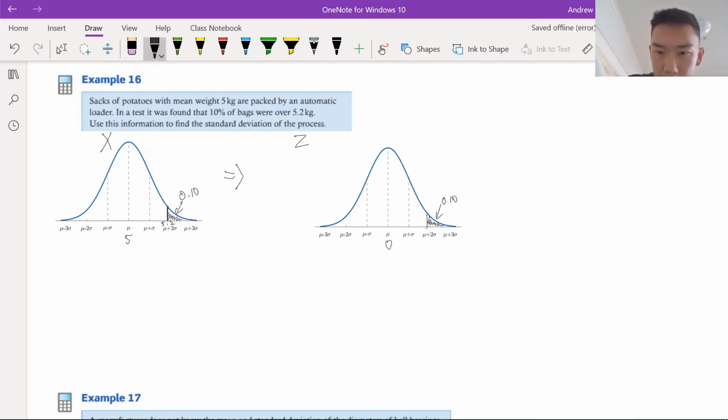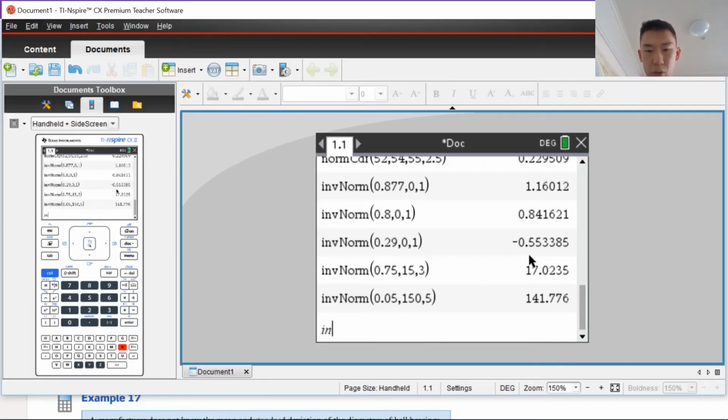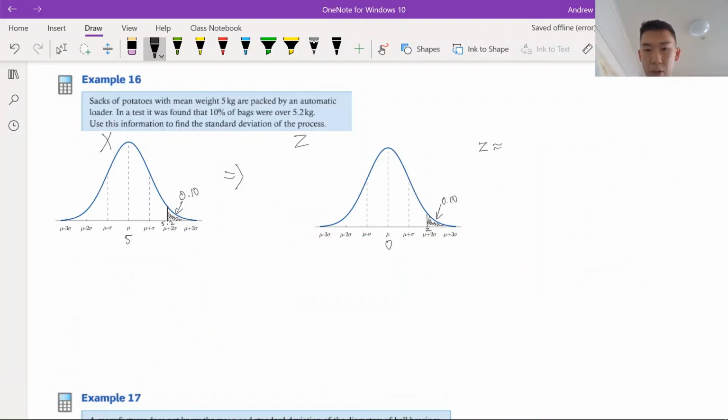Okay, now let's call this, let's give it a lowercase z. Now, since we know the mean and standard deviation of a standardized normal distribution, we can find the z-score here using inverse normal. So these two graphs represent the same situation, and one's just not standardized and one's just standardized.